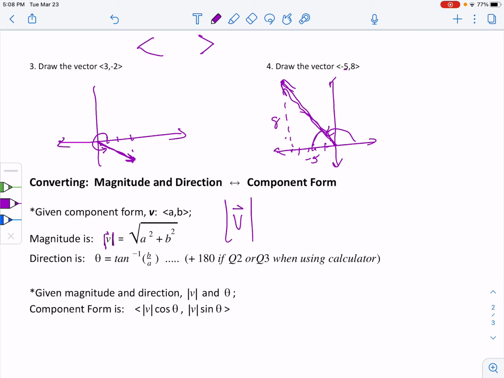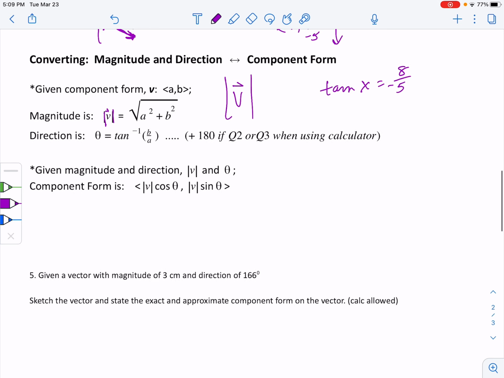okay? Because the tangent, like in that one, is equal to 8 over 5, negative 5. But when you do that, it gives you your reference angle. So you're going to have to add 180 or subtract it from 180 so you get in the right quadrant. And that you just need to know. Use your positive and negative components to tell you that.